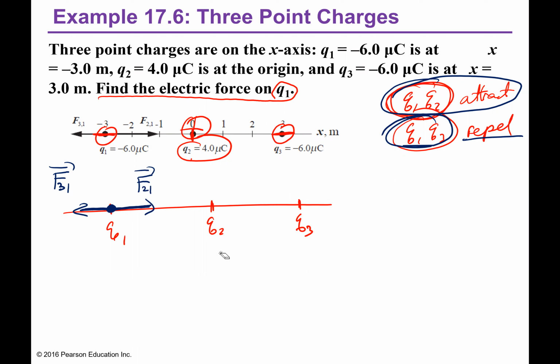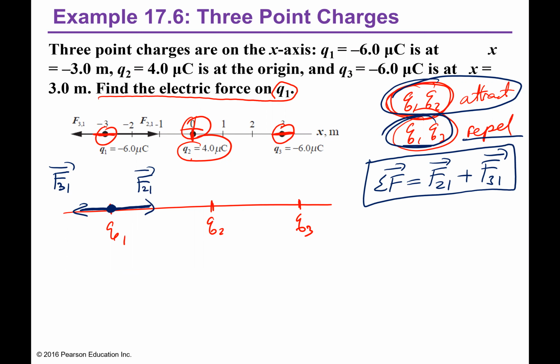That means what I'm dealing with is the net force. I need to calculate the net force, which in vector format is the sum of F21 plus F31. That means I need to add those two as vectors. Here you need to go back and remember how to deal with vectors. Now let's first look at the magnitude. So the net force is equal to.